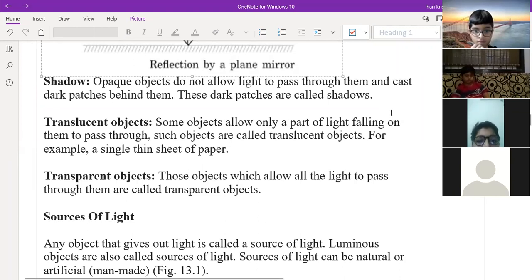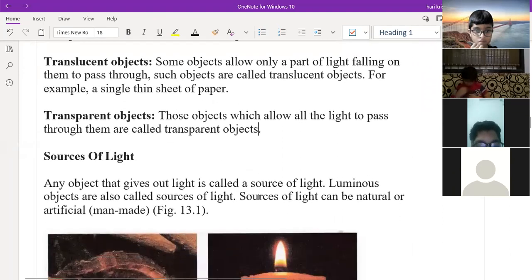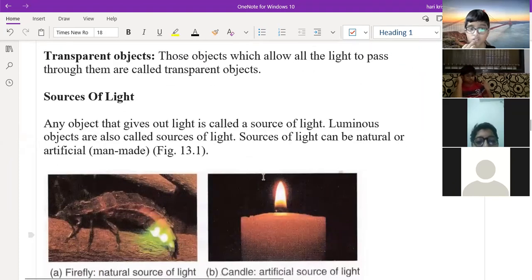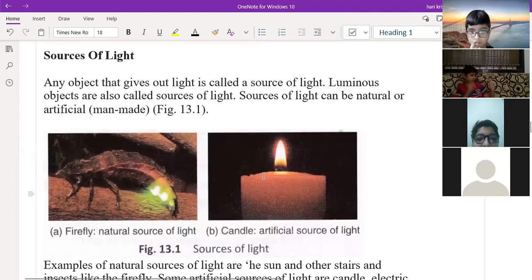Just wait a minute. Transparent, you know, opaque also you know. If you have any doubts on this, you can ask me. No, sir. Shall we go to the next topic? Source of light. Yes, sir. Translucent will allow only some light. Yes, only some light it will allow.